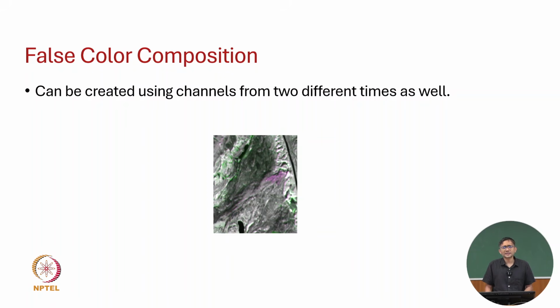Channel 1, let's say this is SWIR T1, channel 2 is SWIR T2, and channel 3 is, let's say, again SWIR T1, or it could be the other way around also. So this kind of false color composition with bitemporal images can also be created, and it gives us an overview of what has been happening over a particular region over time. Of course, it's not a replacement for change detection, which we will be discussing later.